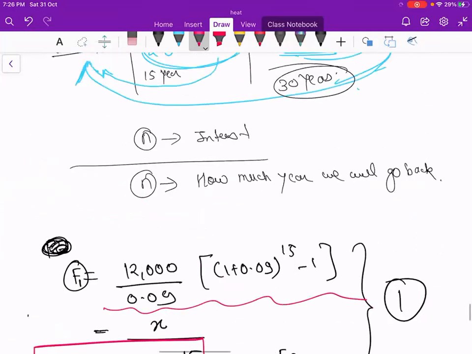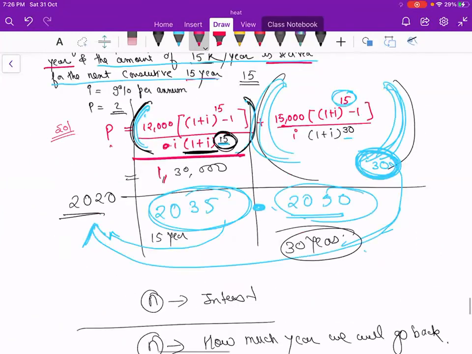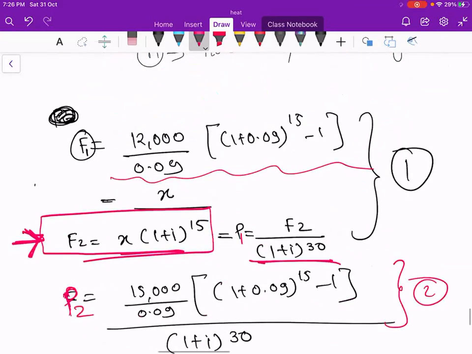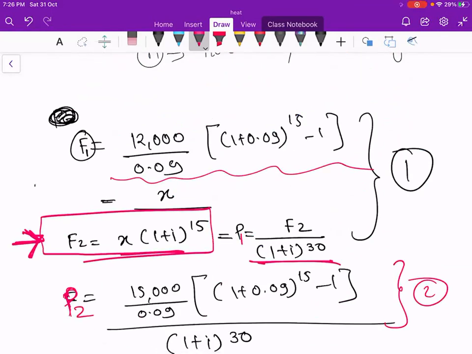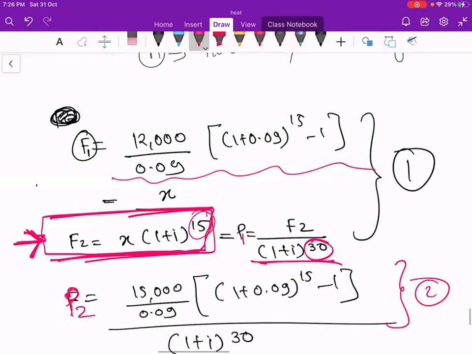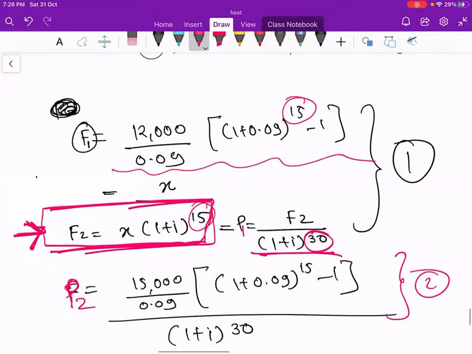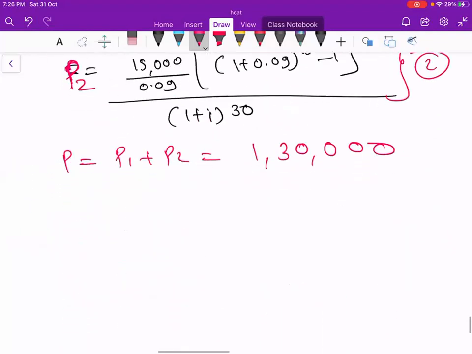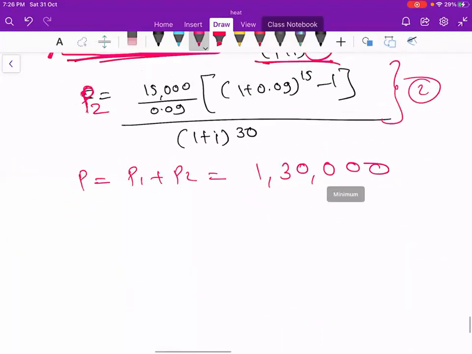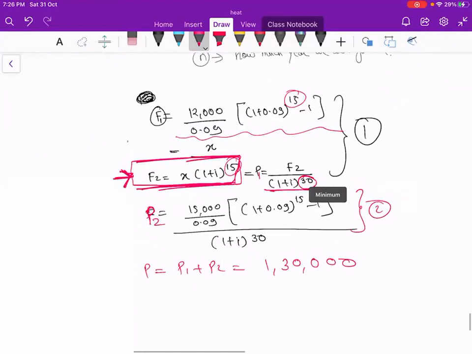This is the first method. I have solved directly. I have taken this back. But some are saying that after 15 years, we take this amount and go forward for 15 years. Then you have to come back 30 years. So this is 15 and this is 15, so the total will be 30 now. Everyone got this or not?